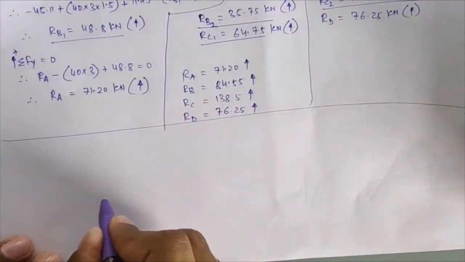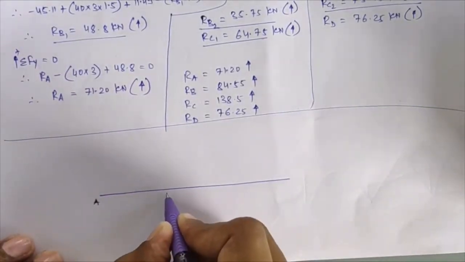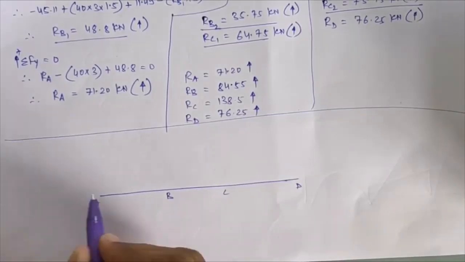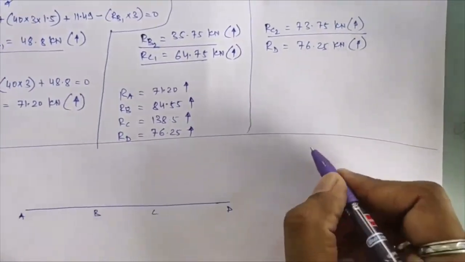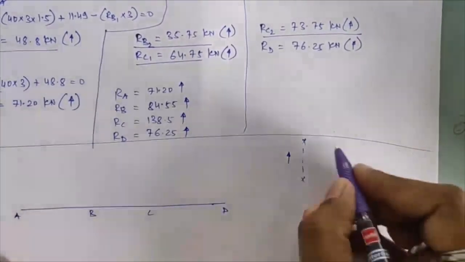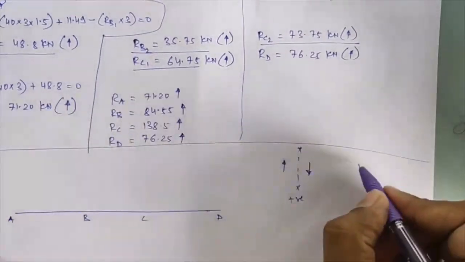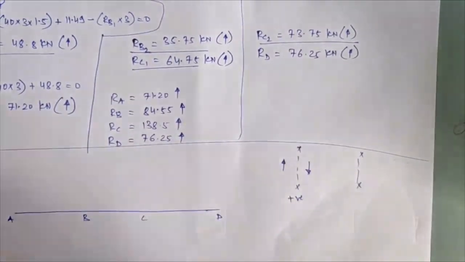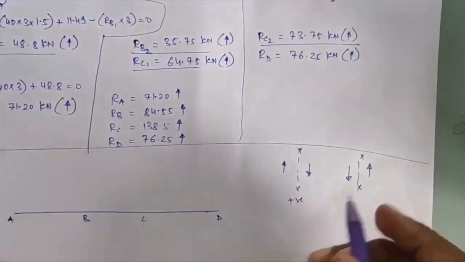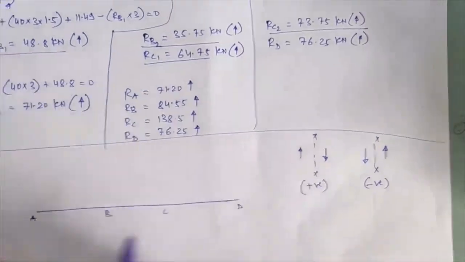Now using this I will plot the shear force diagram. This will be your point A, B, C, and this will be your last point D. For the shear force diagram we consider the sign conventions. This is your section XX. If forces are going upward to the left and forces are going downward to the right, that shear force we treat as positive shear force. And second sign convention, again section XX, if forces towards the left are going downward and towards the right those are going upward, that shear force is treated as negative. So using this sign convention we will see.